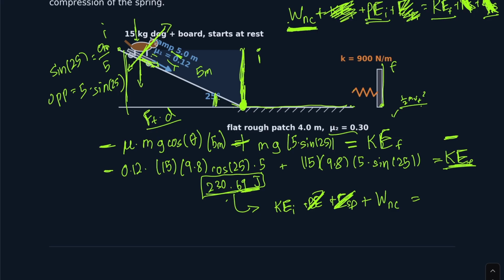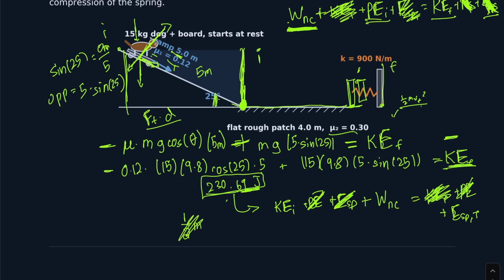My kinetic energy, when I hit the spring, becomes 0, because I squeeze it and then I stop there. So my kinetic energy final is 0. My potential energy, I'm already at 0 height, so potential energy is also 0. But I have energy spring final. So this is going to give me kinetic energy initial, which is 1/2 m.